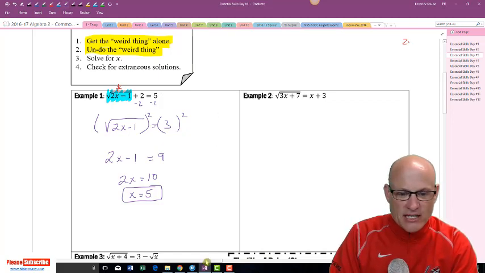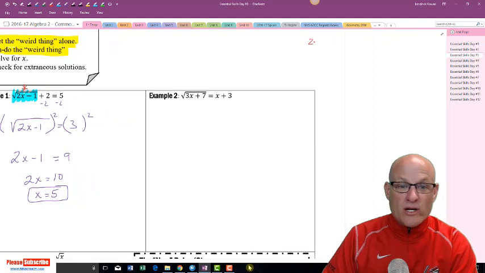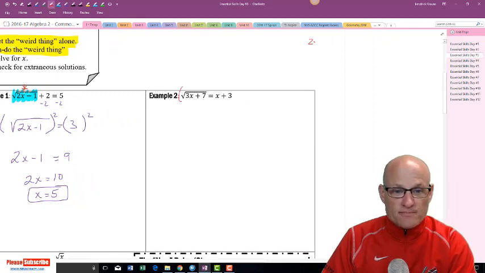Let's talk about a slightly more complicated question. The weird thing's all by itself already. So we're going to square both sides. Now don't be that nincompoop that goes, oh, this is x squared plus 9. It is not x squared plus 9. It is x plus 3 times x plus 3. Don't be that kid.